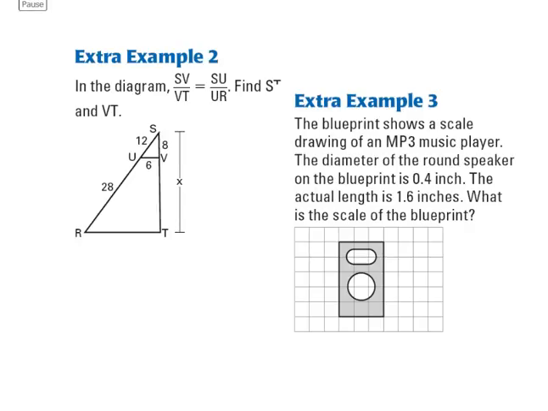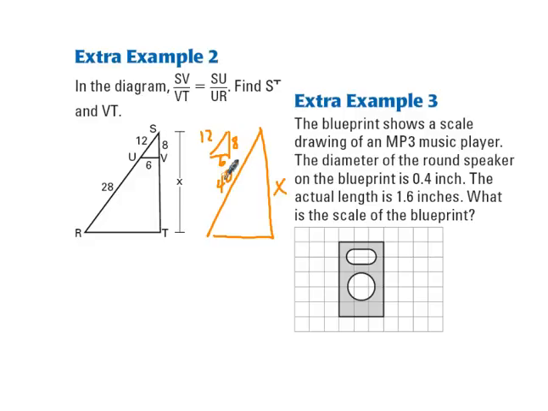Let's go ahead and look at example 2. We have 2 similar triangles. We have the small one and the big one. And this is 8, 12, and 6. And then we have X. We don't know what RT is, but this long side is 28 plus 12, which is 40.